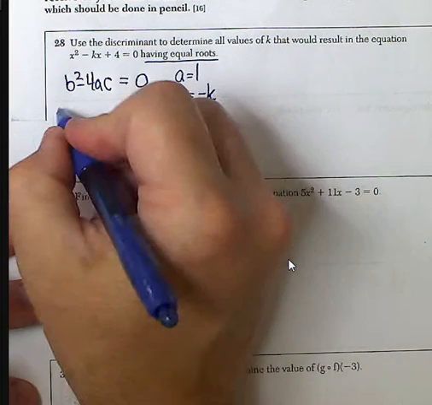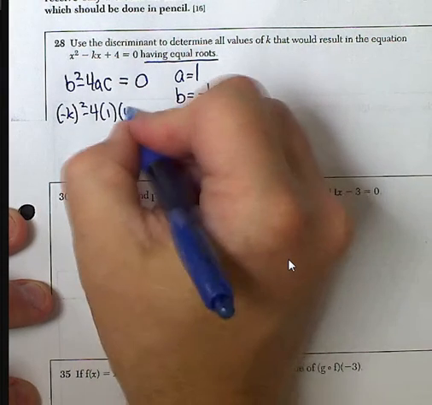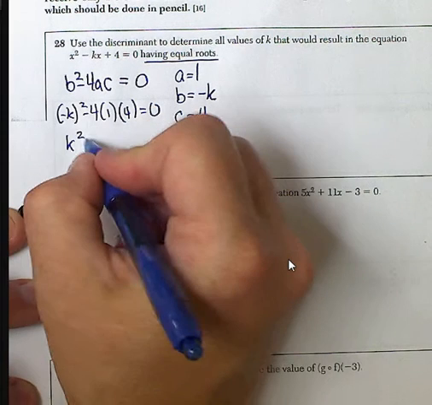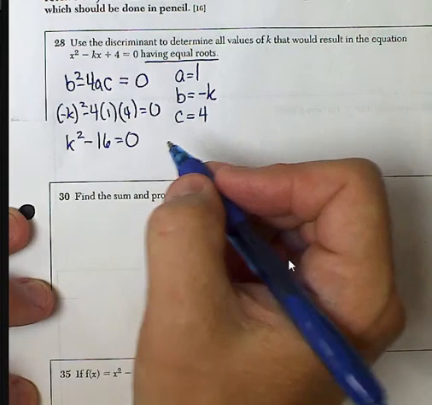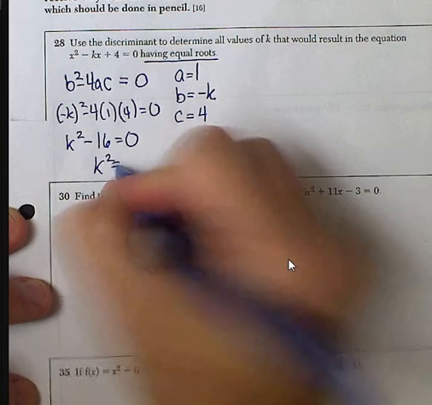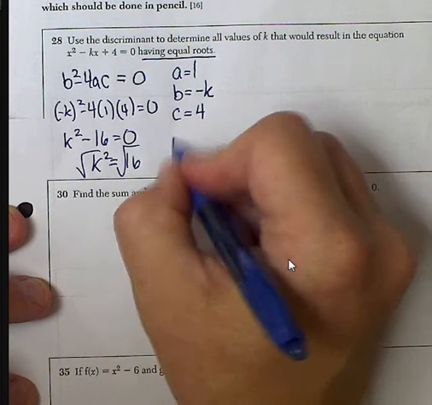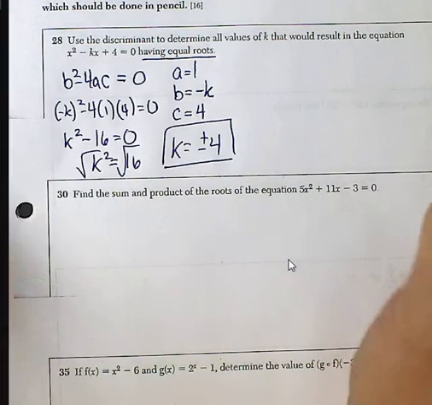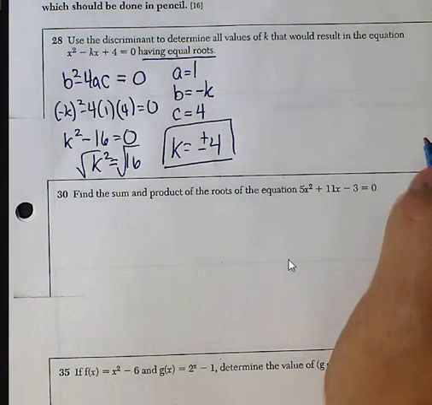So plugging things in, I get negative k squared minus 4 times 1 times c, which is 4. All that has to equal 0. The negative k squared is k squared, minus 16 equals 0. Adding 16 to both sides, I get k squared is equal to 16. Take the square root of both sides. k is equal to plus or minus 4.